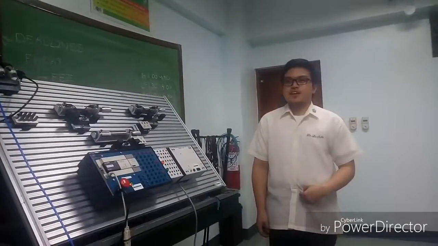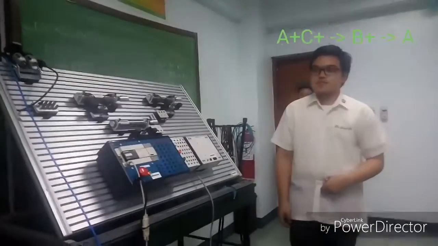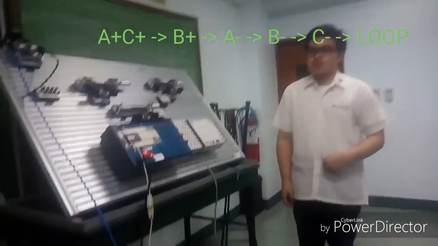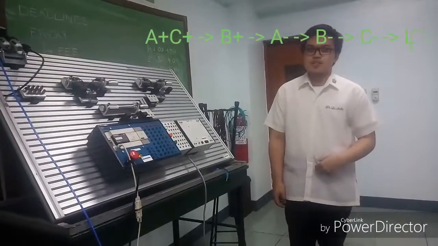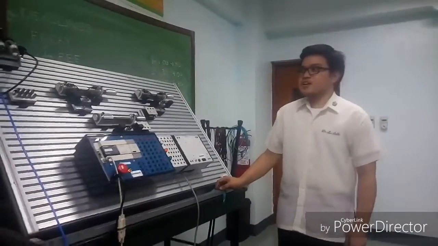I'm here to present the final requirement for E-Elect 2, which is the mechanical sequence of A plus, C plus, going to B plus, going to A minus, going to B minus, going to C minus, then loop back. I will now proceed to wire the pneumatics.